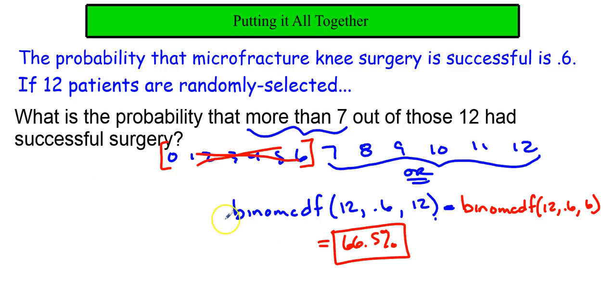We could also, if you saw on the calculator, we could also just do the complement of this. We know if we calculate this and we want everything else, we could just do 1 minus binomial CDF.